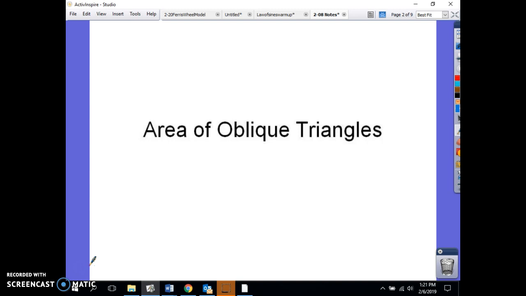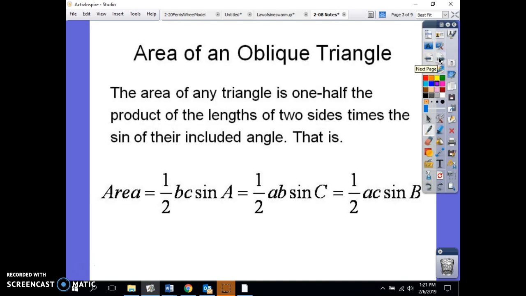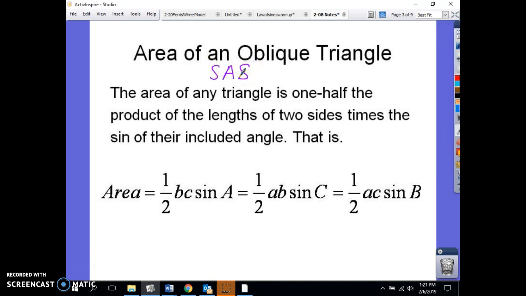So our mathematicians went out and they wrote new formulas for finding area of oblique triangles depending upon what you are given. So the first formula we're going to work with is literally called area of an oblique triangle. Not very creative. So the area of any triangle is 1/2 the product of the lengths of two sides times the sine of their included angle. So here's the bottom line, guys. You're going to use this formula anytime you're given side, angle, side. This formula is on your purple sheet for you to see, just in case you need it.